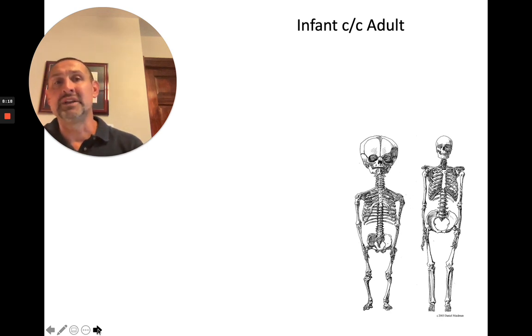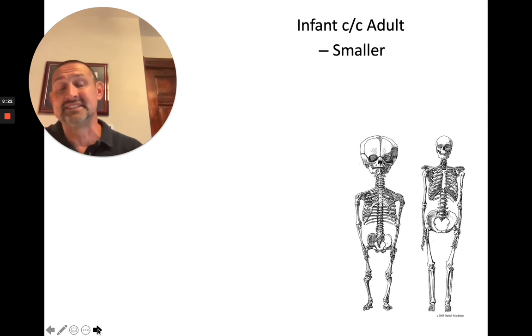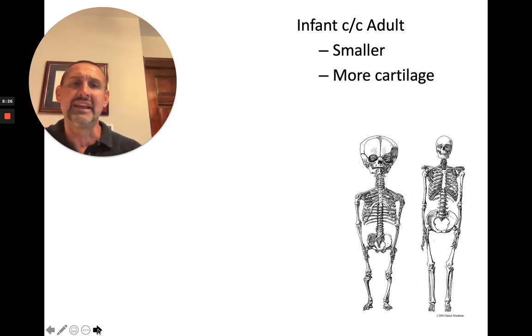You can see the difference between an infant skeleton and an adult one. One, of course, is that it's much smaller in size. The other major indication is the amount of cartilage. As we go through developmental stages, our bones have less and less cartilage. So a 12-year-old will have significantly more cartilage than an 85-year-old, which will have no cartilage. And then, of course, infant skeletons have more bones.